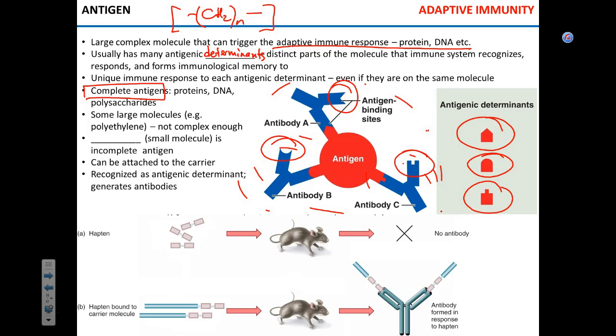Now, what about small molecules that are quite complex, but not large enough? Things like, say, an amino acid or a small hormone. Can they be antigens? If they're small, they're not going to be antigens. Such small molecules are sometimes called haptens. It's an incomplete antigen.